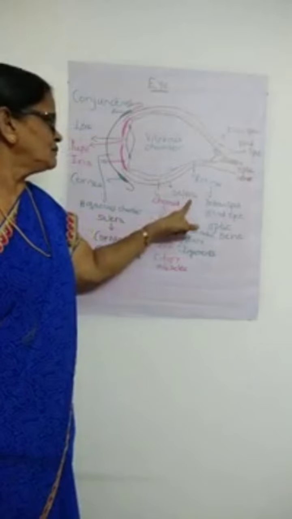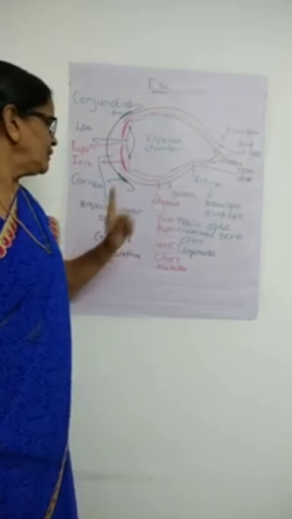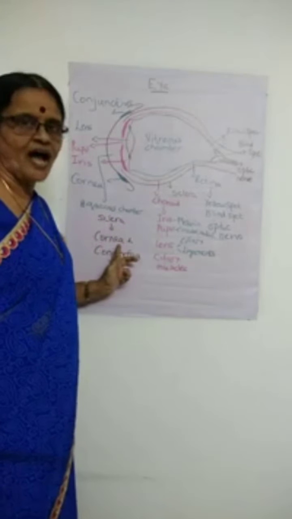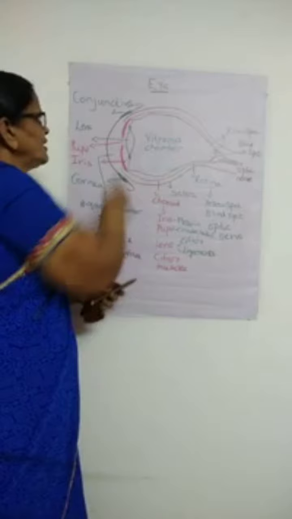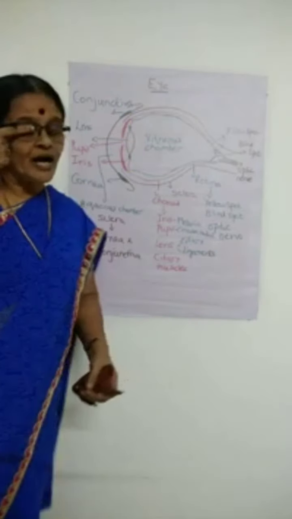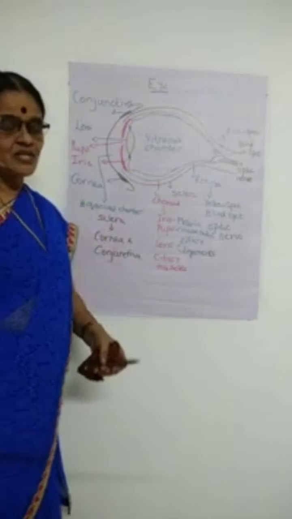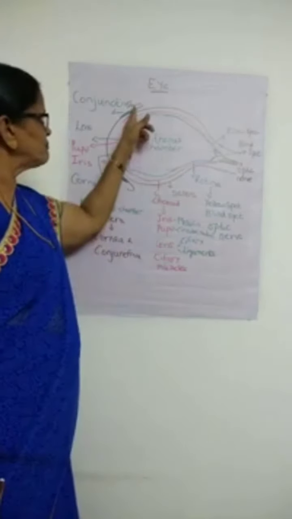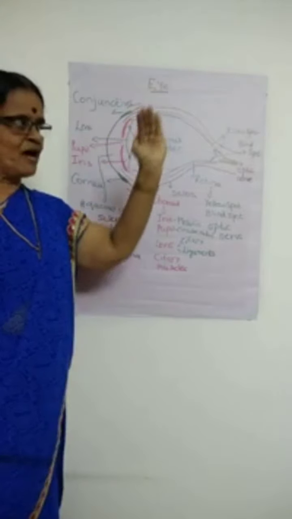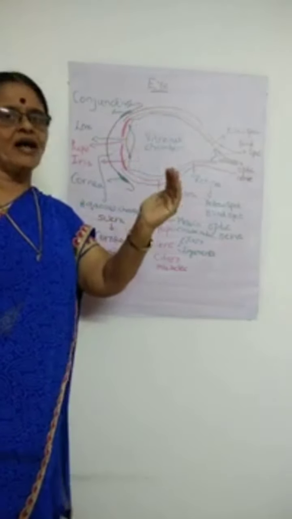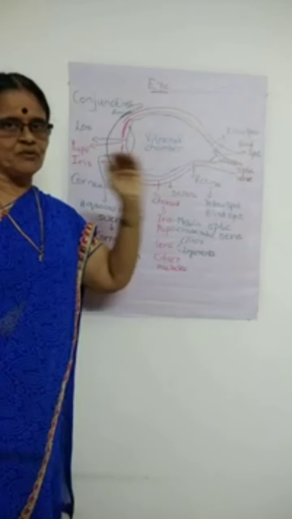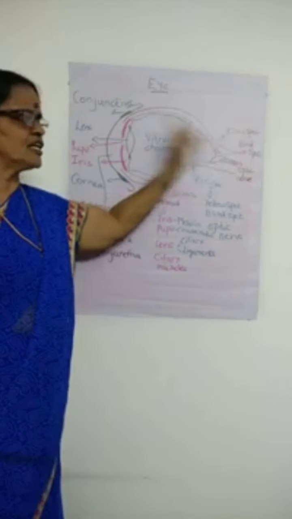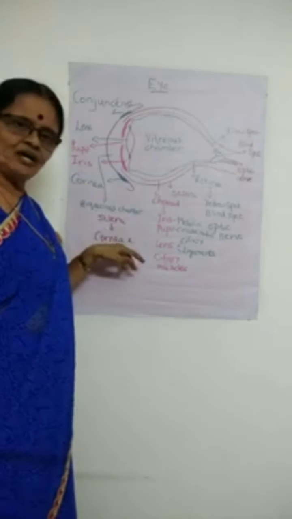Now, the front portion of the sclera is bulged and transparent. You can see there is a bulge on your eyes. That bulge is called the cornea. It is bulged and transparent, so it prevents the reflection of light and allows the light to fall on the retina, the innermost layer. That is the function of the cornea.